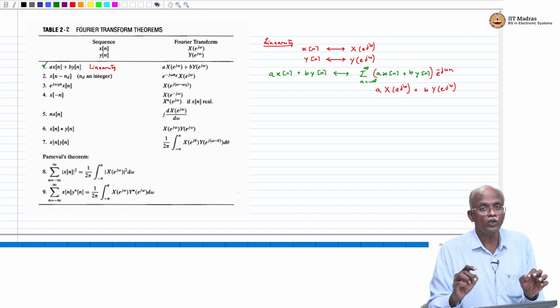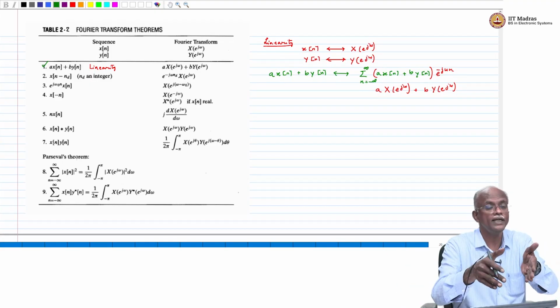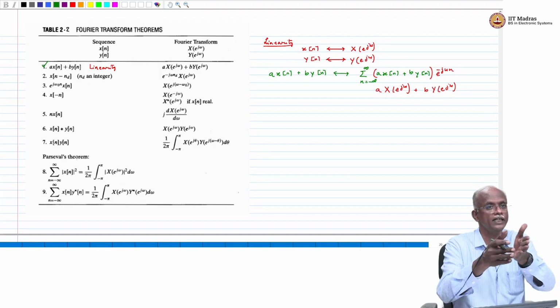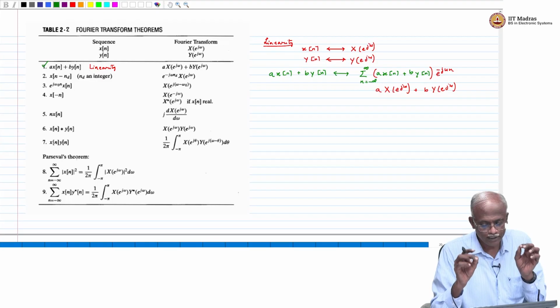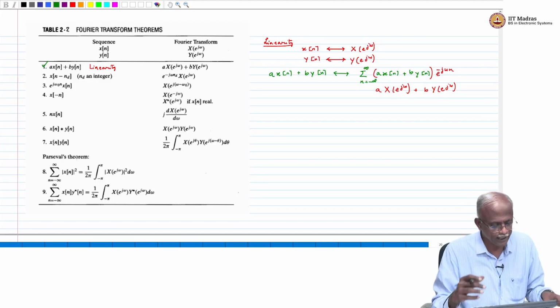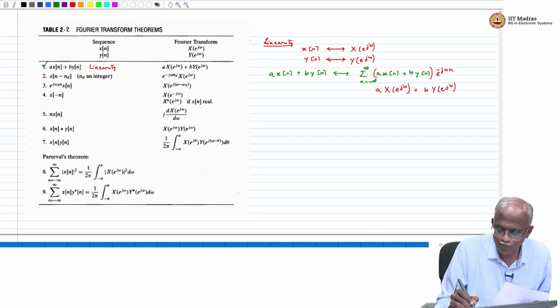Why is it useful? You can add sequences and get their combined Fourier transform just by adding their individual Fourier transforms. So again, a very useful property that we will use again and again in our study. So this is property number 1 or theorem number 1.